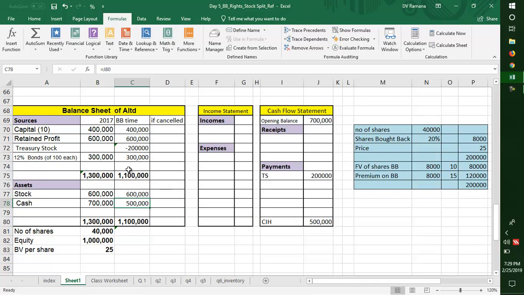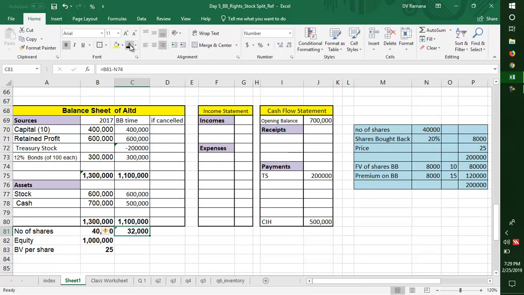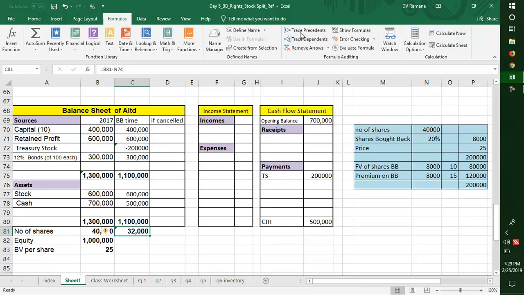But let us understand the impact of this. At this point, what is the number of shares available in the market? The number of shares available in the market, which is also called shares outstanding, is 40,000 minus the shares bought back. The shares bought back is 8,000. That means these 8,000 shares which the company has purchased are not available for trading anymore. They are with the company.